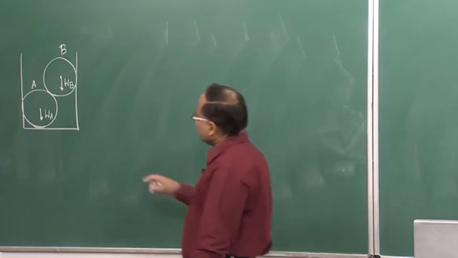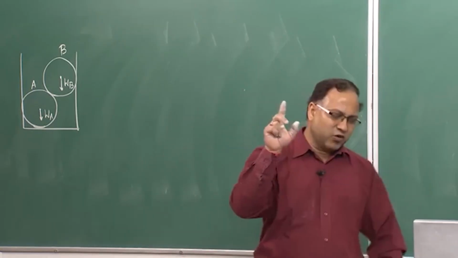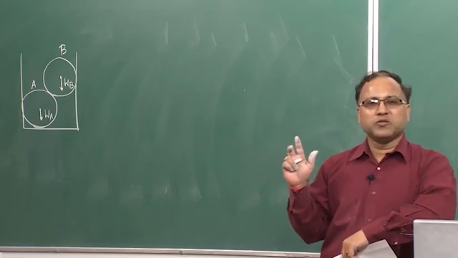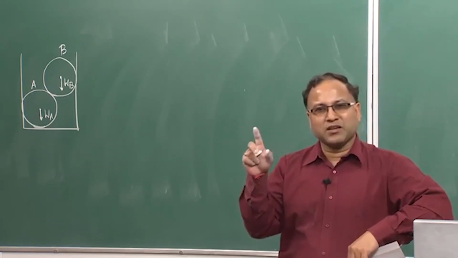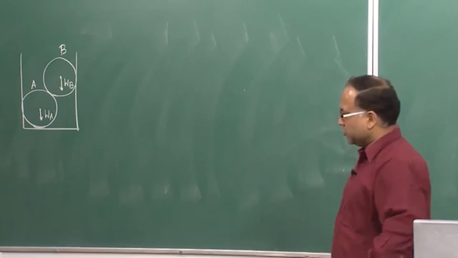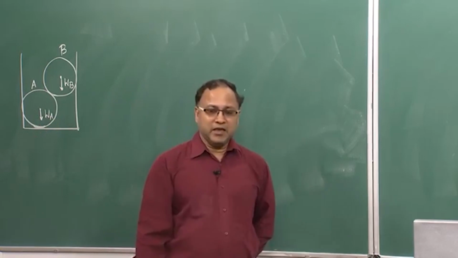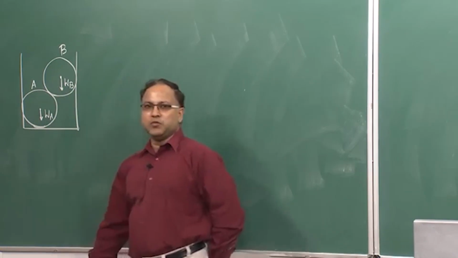The weight of sphere A is WA. I am not using the vector sign all the time. It is quite understood that whenever I am showing forces and moments, they will have vectorial notation, so I am not writing that notation every time. So, this is the weight of sphere A, WA, and this is the weight of sphere B, WB.